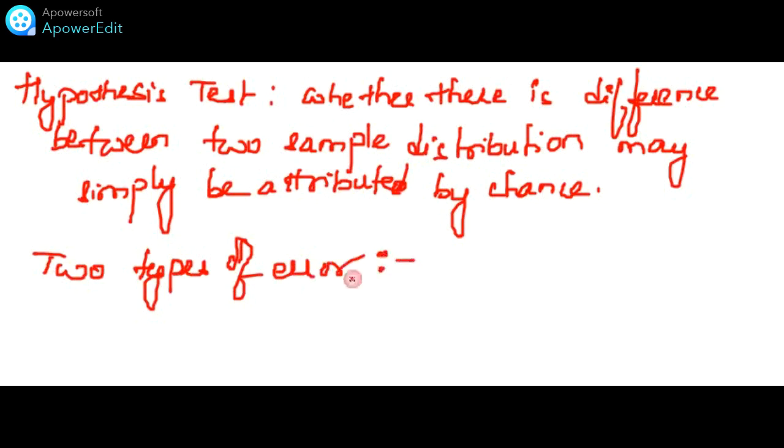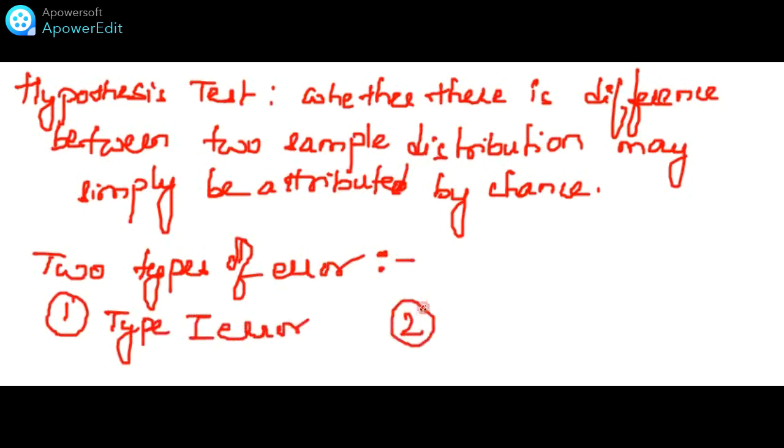What are the two types of error that can happen? Number one is type 1 error. These are very important, you must know it. In my previous videos of biostats, I have discussed the errors. You may go through that video and understand about it. I have solved some MCQs regarding that. So, type 1 error and type 2 error.